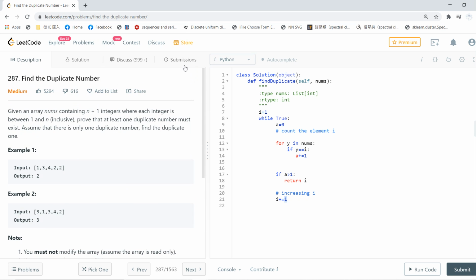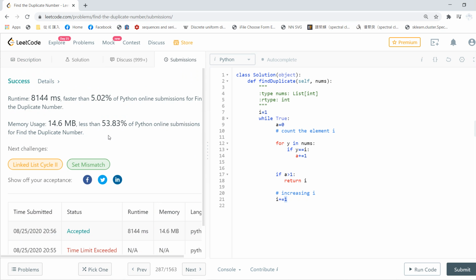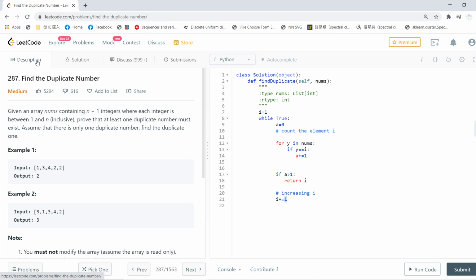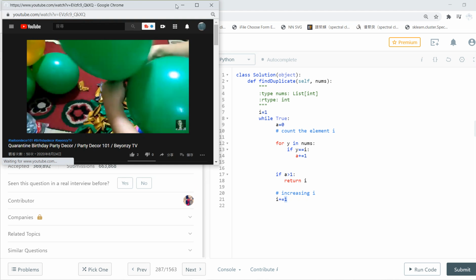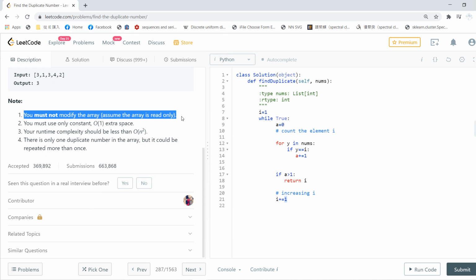It's very slow, but you can still solve the problem. And maybe in the next or other videos, I will provide a much faster way to solve it. But this is the straightforward way, and we satisfy the at least one duplicate condition.